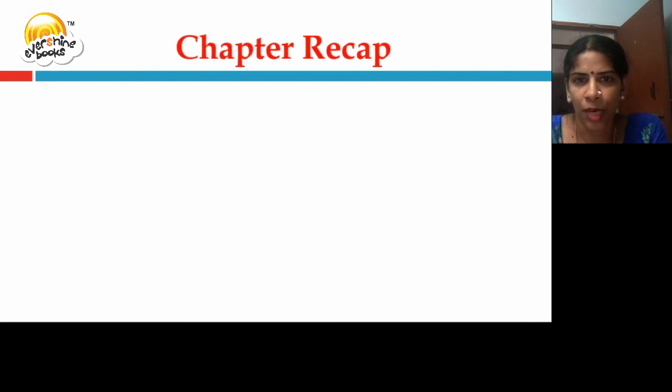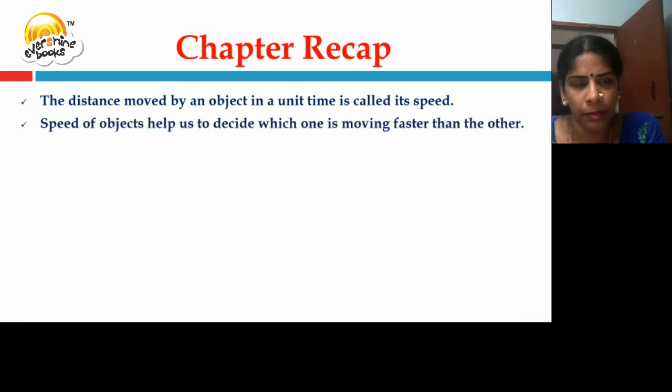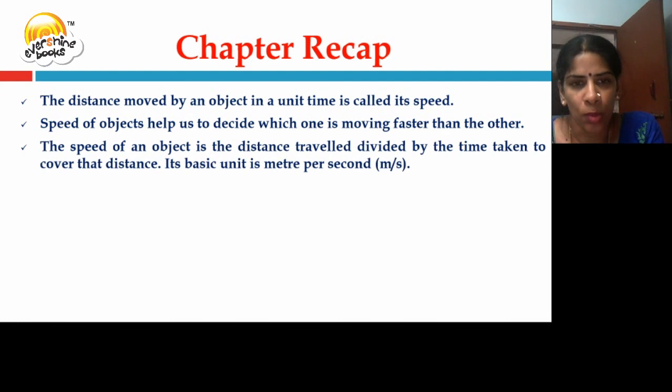Let us have a chapter recap. The distance moved by an object in a unit time is called its speed. Speed of the object helps us to decide which one is moving faster than the other. The speed of an object can be calculated by dividing the distance travelled by the time taken. The unit is meter per second.